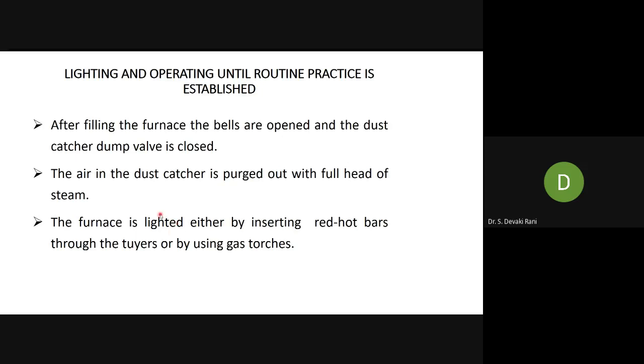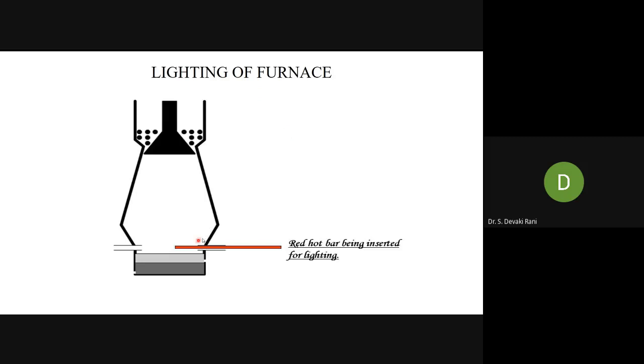In the very beginning, coke fire is yet to be developed. So in igniting, they use red hot iron bars through the tubes. The tubes are opened for inserting red hot iron bars to initially start a newly lined blast furnace. A newly lined blast furnace is started, filled, fired, dried, then filled again, then it is lighted by inserting the red hot iron bars or using gas torches. This is how the lighting of the furnace is done to start the process.